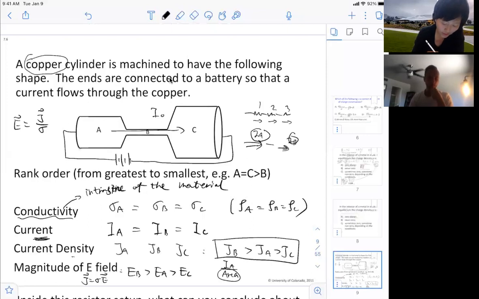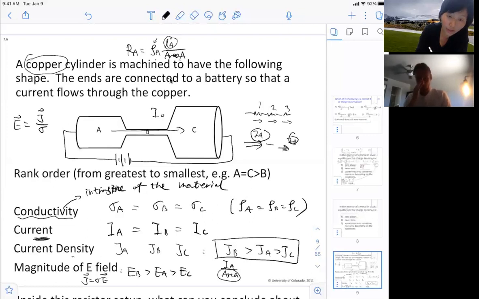One thing that's not here is about the resistance overall. That is rho A, LA over area A. Now that one is hard to compare. We know that rho is the same, area B is the smallest, but we don't really know the length. If we do also know the length, we can compare the resistance of all three, but we don't know that yet. So this is what we can compare.